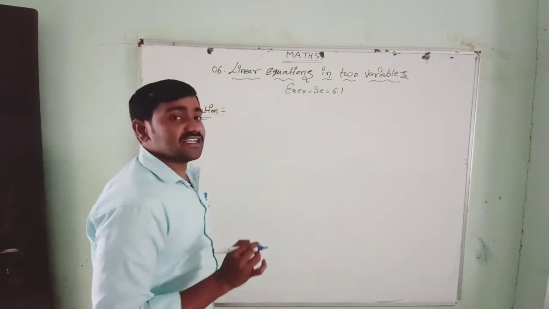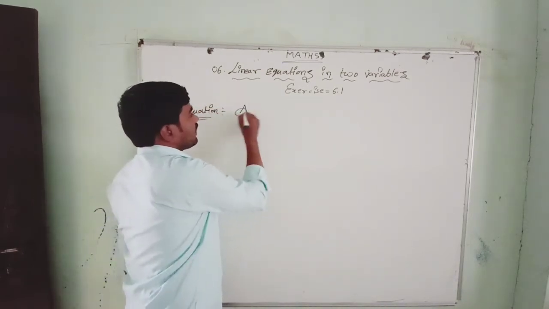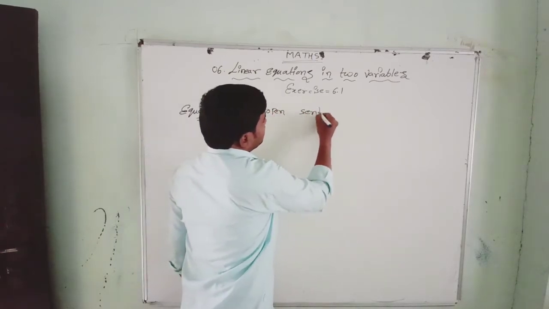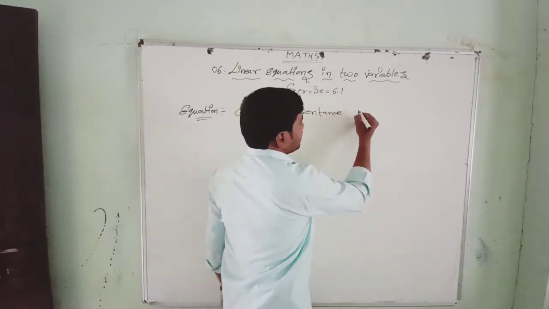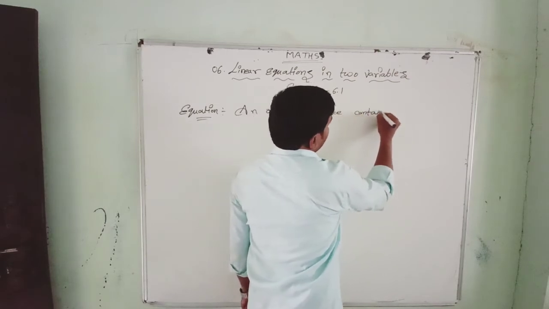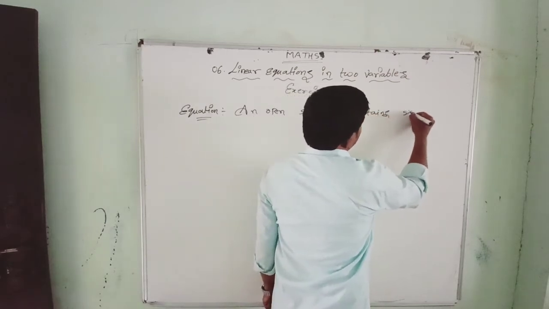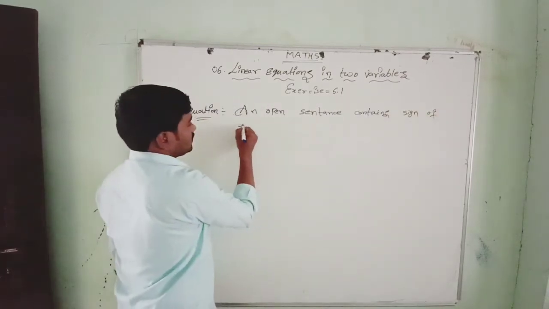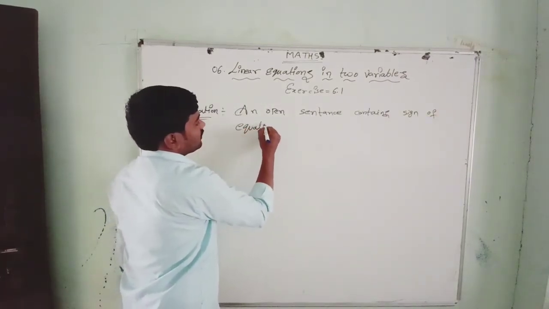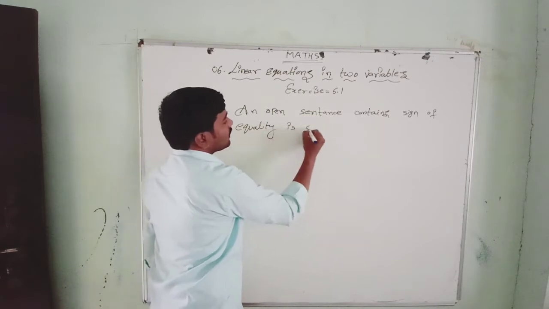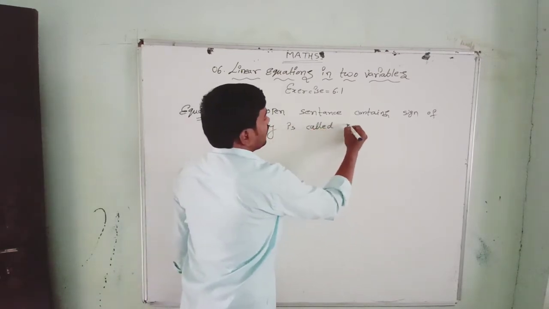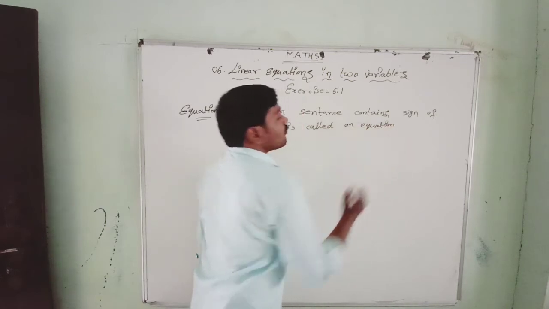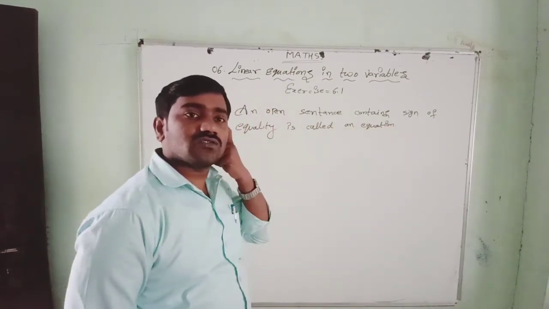An open sentence contains a sign of equality is called an equation. An open sentence contains a sign of equality is called equation.